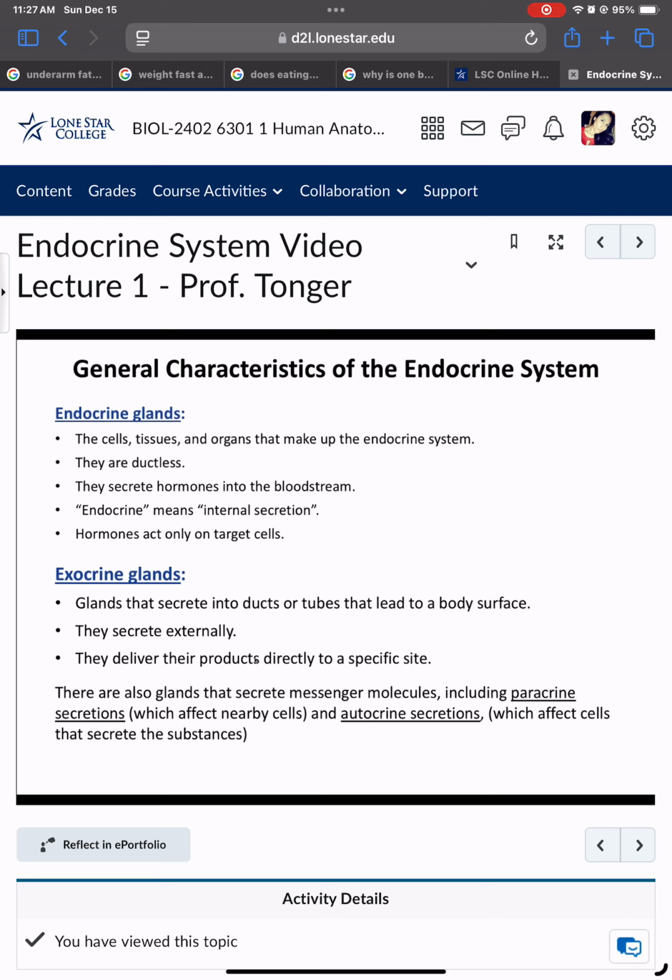They deliver their product directly to the specific site. These are also the glands that secrete messenger molecules, which include paracrine secretions and also autocrine secretions. Paracrine secretions are the ones which affect only the nearby cells, and autocrine secretion is the one which affects the cells that secrete the substances.